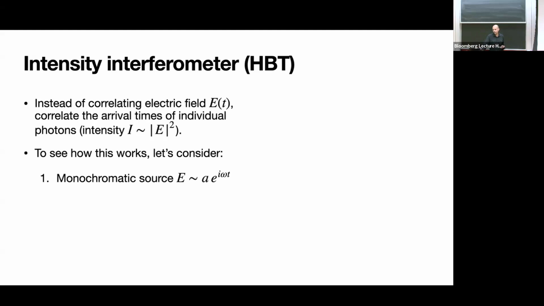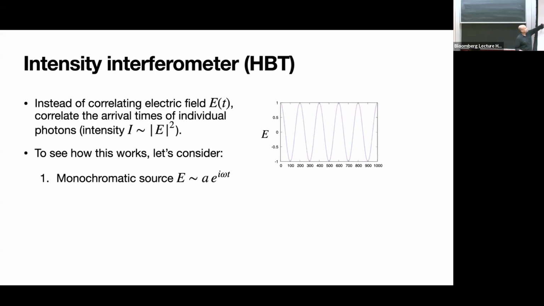Okay, so we'll start off at the most basic level. Suppose that we have a monochromatic source of light, some source for which the E field just oscillates in time, constant frequency, constant amplitude. The intensity is E squared, so it's the envelope squared of this oscillation. And if this coefficient up front is constant in time, then the intensity is constant in time.